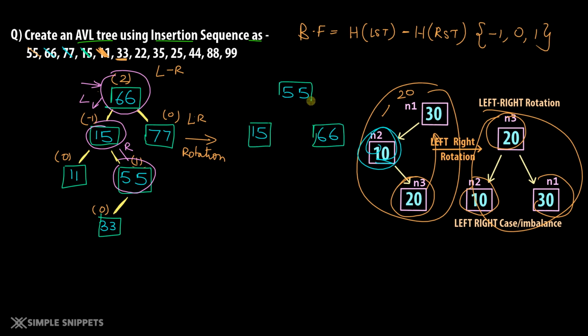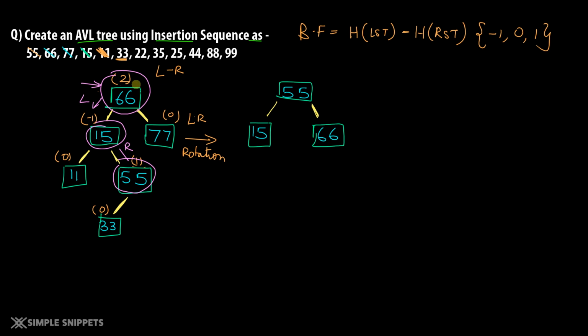Correct? Okay, so now we did the left-right rotation in one single step. We did not do the left and right 2-step process because ultimately we are interested in the final output. So we can directly apply left-right rotation if we know what is the end result. Correct? Alright, so this is what we got. But what about the remaining values? Now let's observe which are the remaining values which are left. We are left with 11, we are left with 33, and we are left with 77.